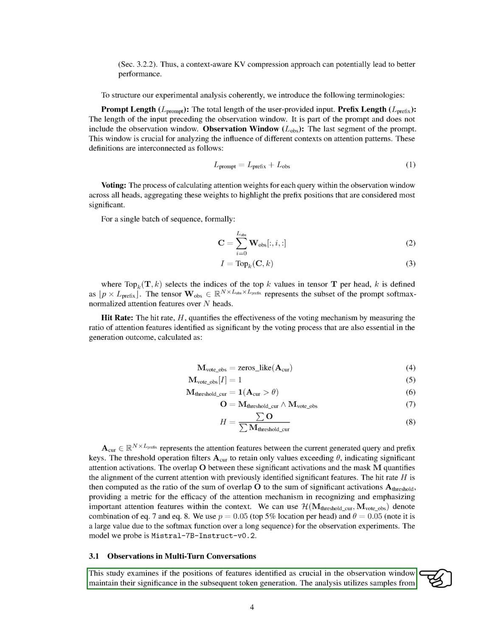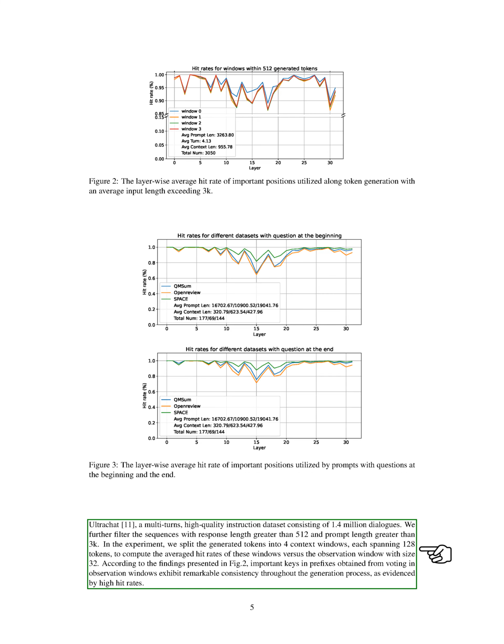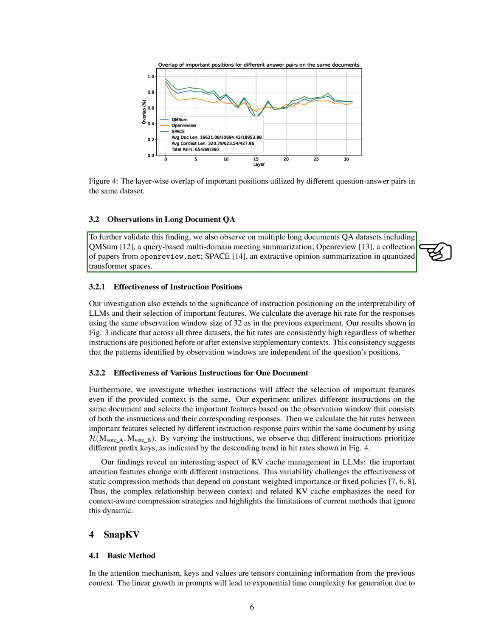In our study on multi-turn conversations, we found that important keys identified in the observation window maintained their significance throughout token generation. This was validated using samples from the UltraChat dataset. In our analysis of long document QA, we observed consistency in important keys identified through voting in observation windows throughout the generation process across various datasets like QM-SUM, OpenReview, and SPACE.